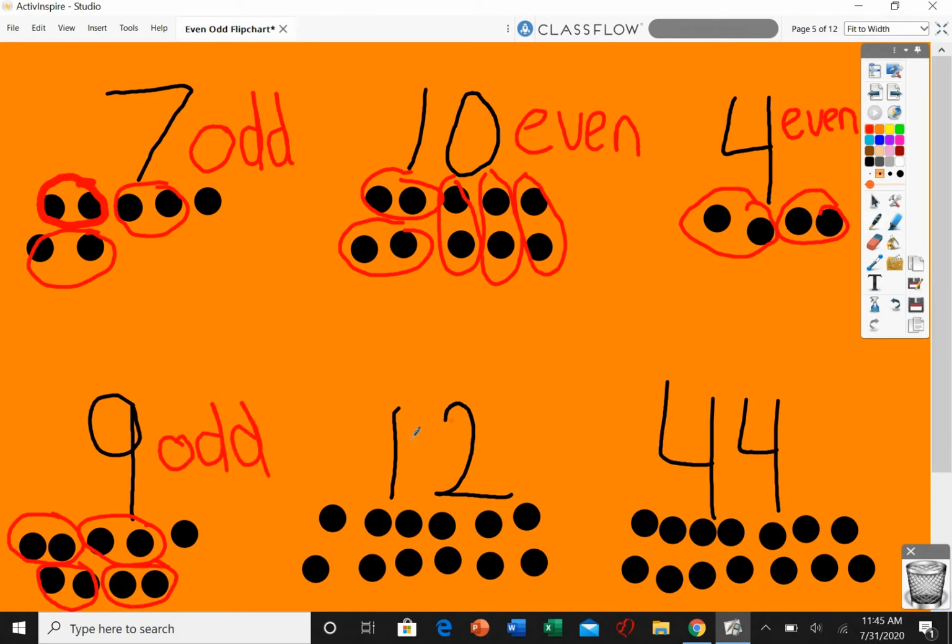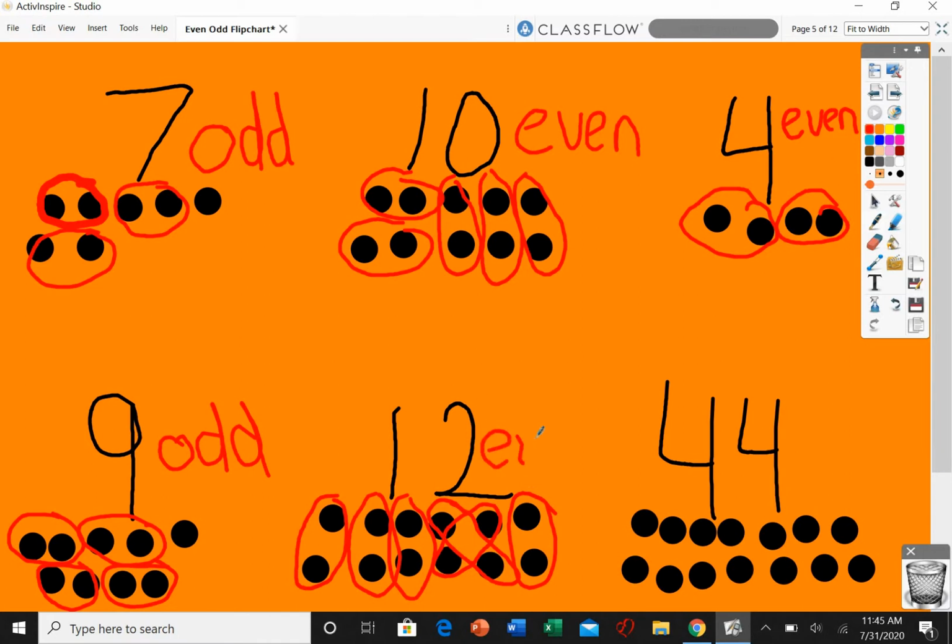Alright, now the number 12, I drew 12. And let's see, do you think 12 would be even or odd? Well, we can try it and see. I'm going to buddy them this way or pair them this way. Remember, it doesn't matter as long as you have 2. I can even do it like this if I want to, those 2, and then I can put those 2 together if I want to. Oh, look, those ones are going to match too. So would 12 be even or odd?